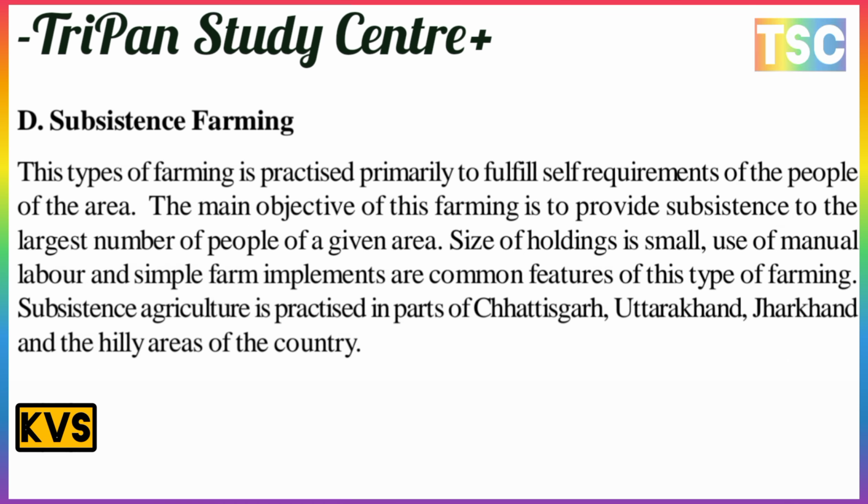The next is subsistence farming. This type of farming is practiced primarily to fulfill the self-requirement of the people of the area. The main objective of this farming is to provide subsistence to a large number of people of a given area. Small size of holding, use of annual laborers and simple farming implements are common features of this type of farming. Subsistence agriculture is practiced in parts of Chhattisgarh, Uttarakhand, Jharkhand and the hill areas of the country.